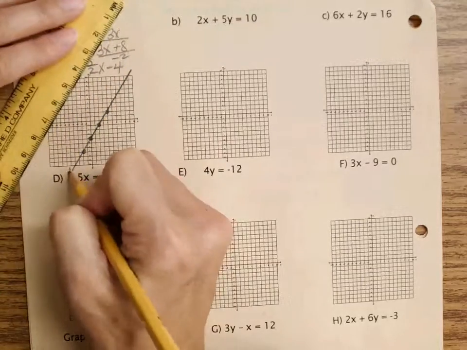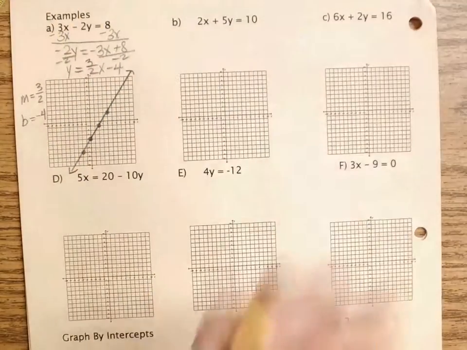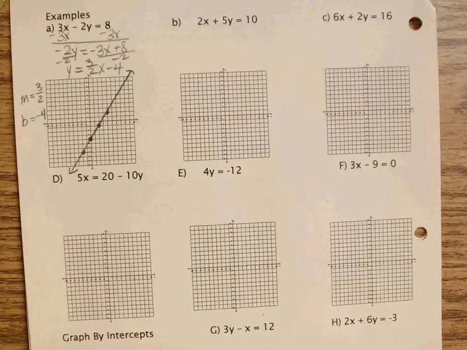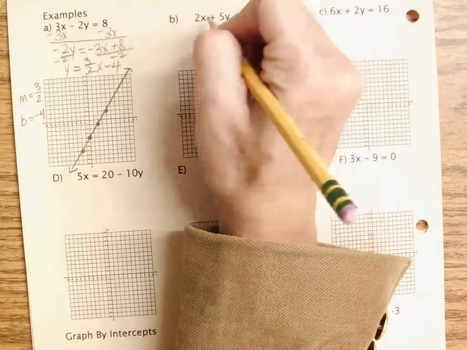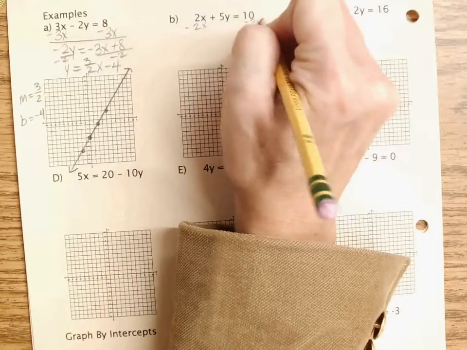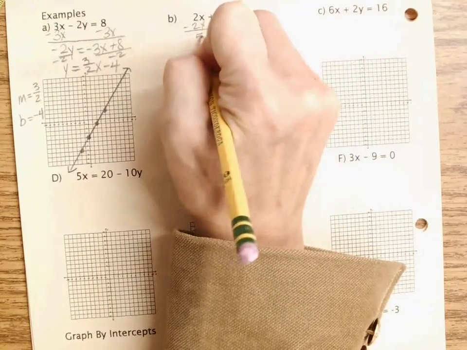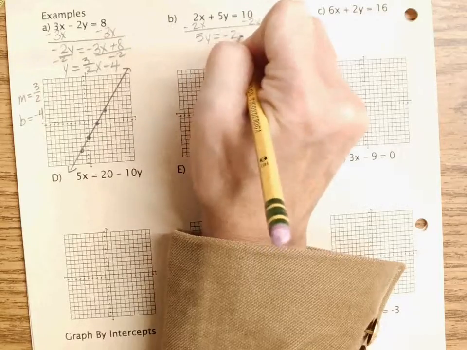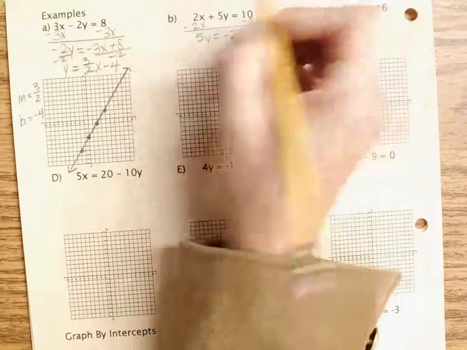Draw your line, have it extend through that coordinate plane. Okay? All right, let's go ahead and we'll try B. So for B, same thing, we're going to put it into slope-intercept form. So I'm going to subtract 2x from both sides. So I get 5y is equal to negative 2x minus 10.